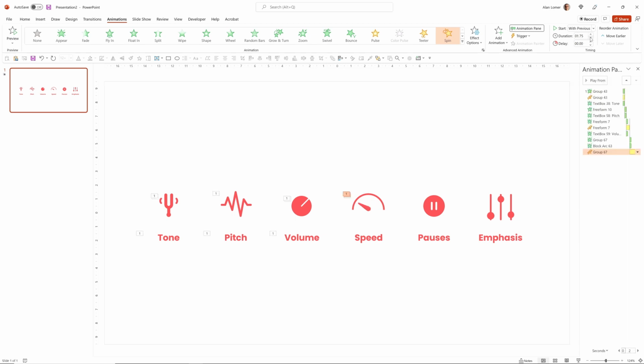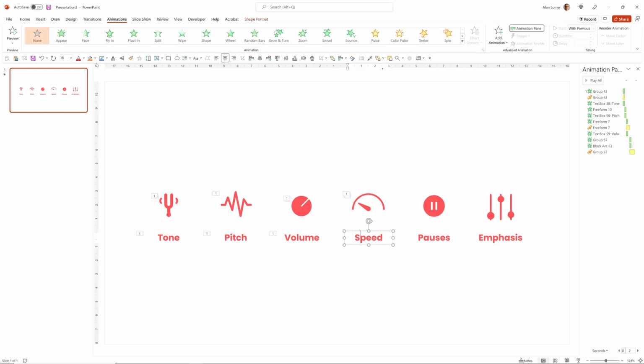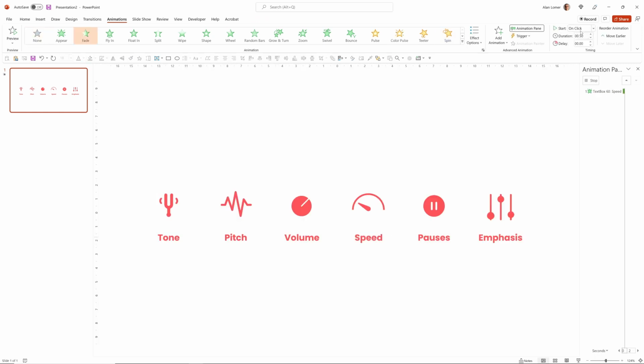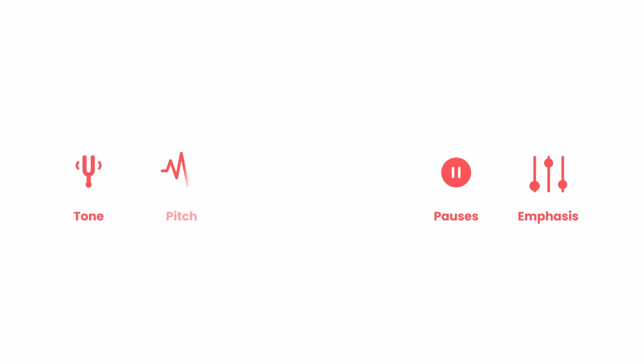And I'm just going to turn the duration down to 3/4 of a second for that one. Then click on where it says speed, put a fade on that and say with previous. So now we've done the first four.